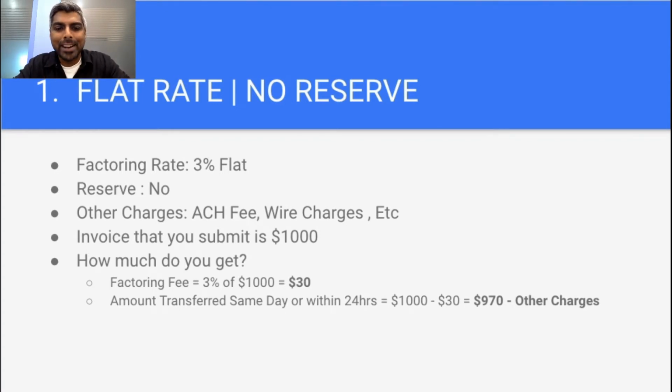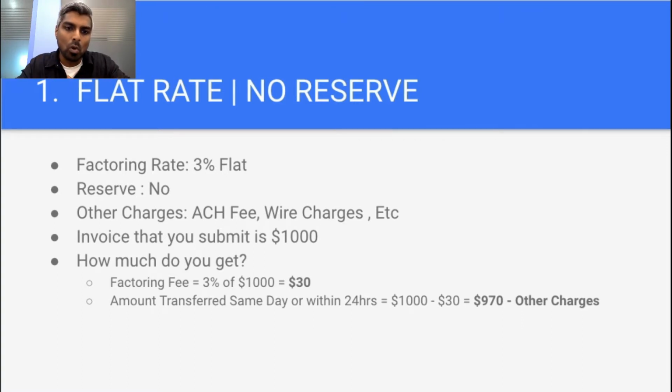So let's say your factoring rate is 3% flat. Reserve is none. There could be other charges, because almost all factoring companies would charge an ACH fee or a wire fee, so I'm just going to leave it as other charges here. Now let's say you submit an invoice for $1,000, a load value of $1,000. How much do you get?